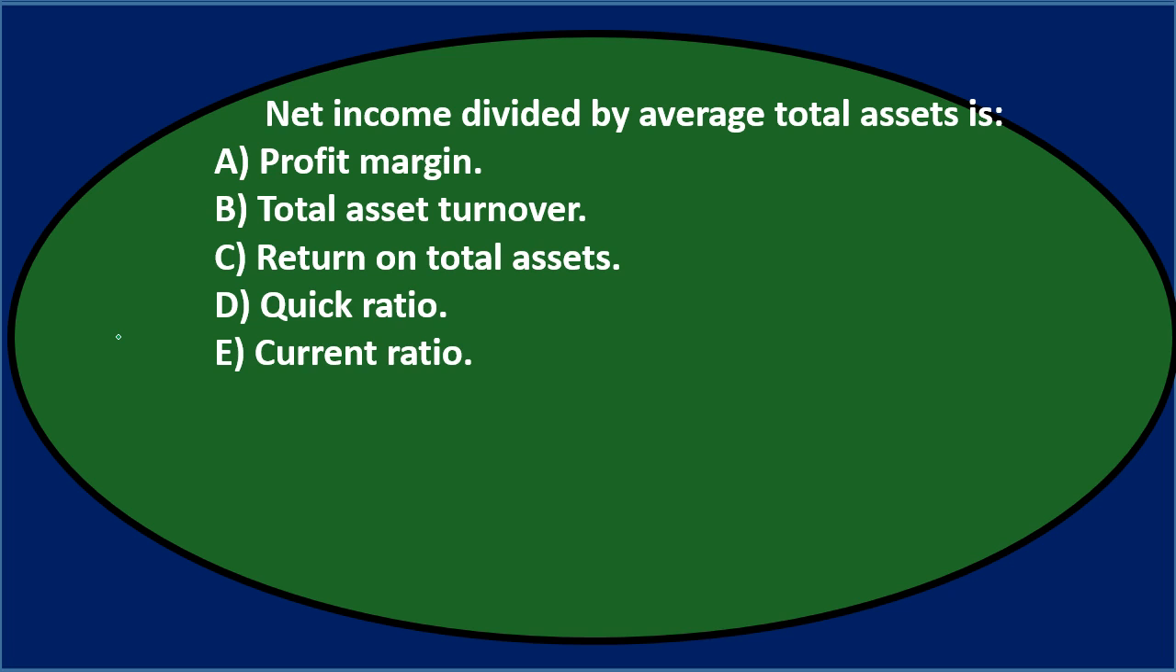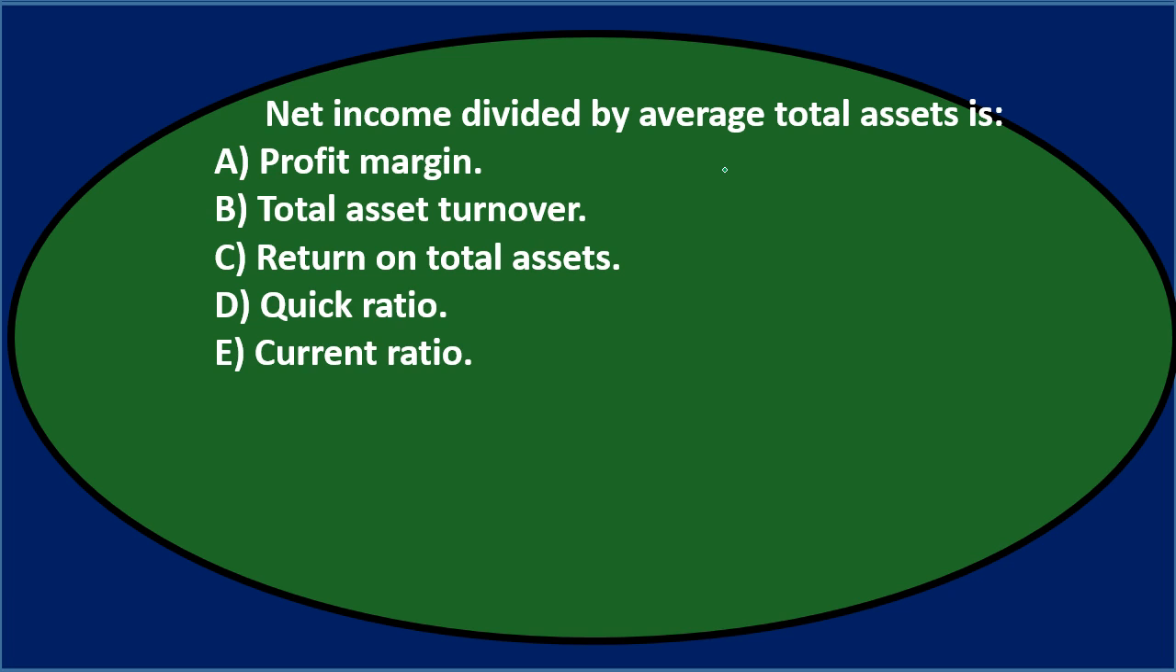Next question. Net income divided by average total assets, is that going to be A, the profit margin, B, total asset turnover, C, return on total assets, D, quick ratio, or E, current ratio? Let's go through this again using the process of elimination. Net income divided by average total assets, is it A, the profit margin? So we've got net income, so that makes sense, but we've got divided by the average total assets. That's going to be a balance sheet account.